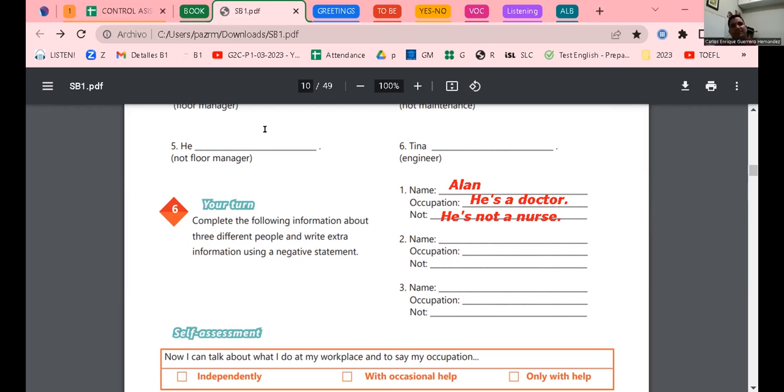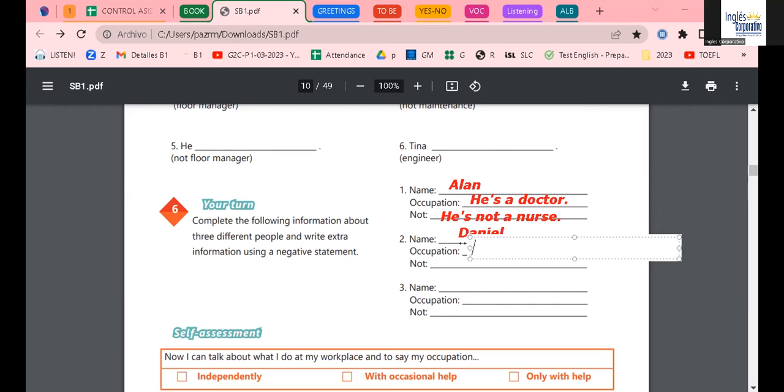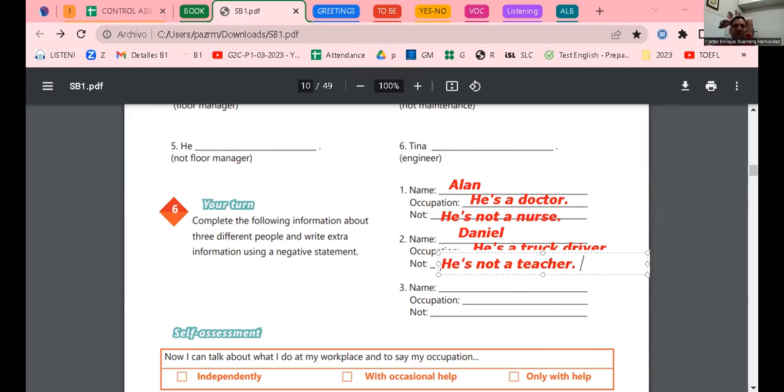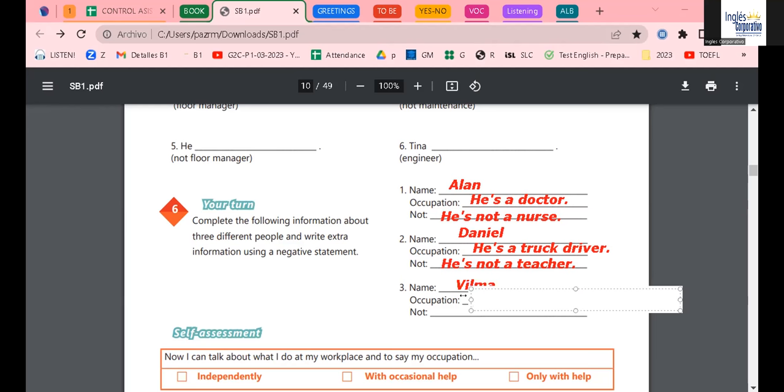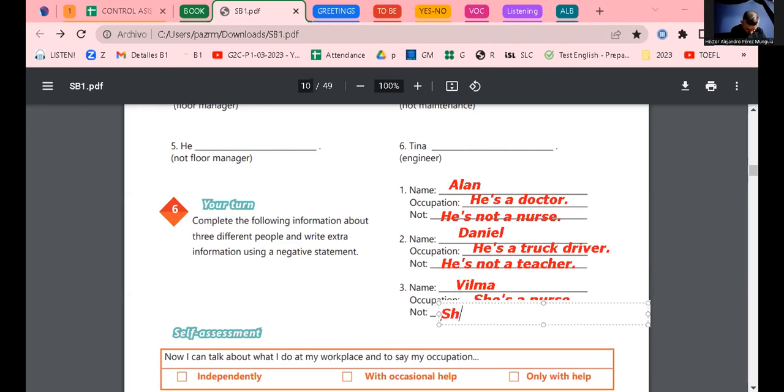Daniel. He's a truck driver. Repeat it, please. He's a truck driver. He's not a teacher. Okay. And the last one, number three. Vilma. Occupation. She's a nurse. Okay. She's not a doctor. La inversa o cualquier otro. Okay. Thank you.